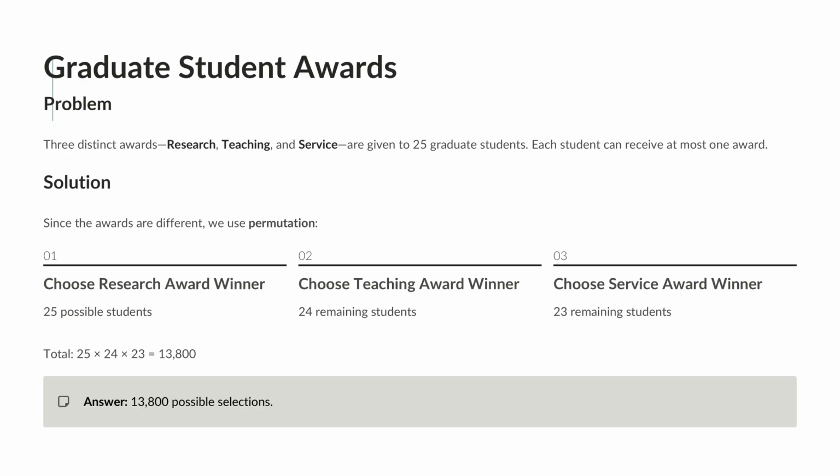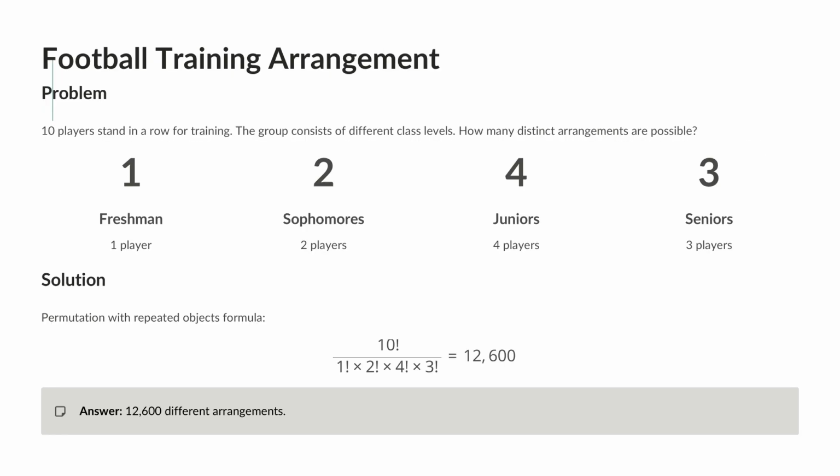In this problem, 3 awards are given to 25 graduate students. The awards are research, teaching, and service. Since these awards are different, the order matters. Therefore, we use permutations. We calculate 25P3, which means 25 factorial divided by (25 minus 3) factorial. This simplifies to 25 multiplied by 24 multiplied by 23. The total number of possible selections is 13,800.